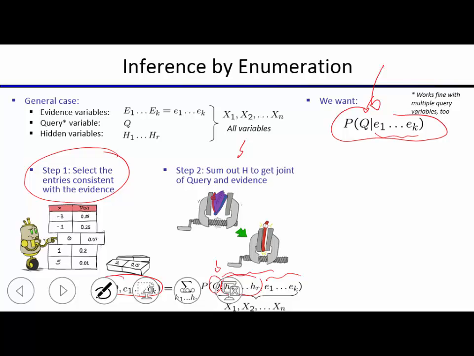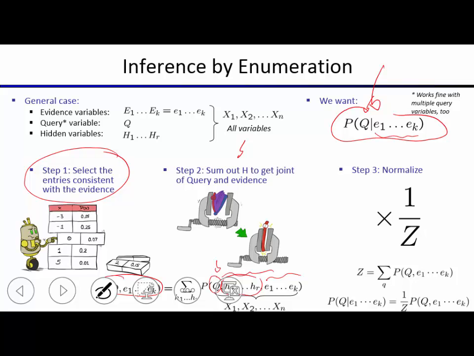So what do we do? We normalize: we sum all entries together, call that Z, and multiply every entry by 1 over Z, and we get our answer to our conditional probability query. Okay, so this is very procedural. This is something you could code up.